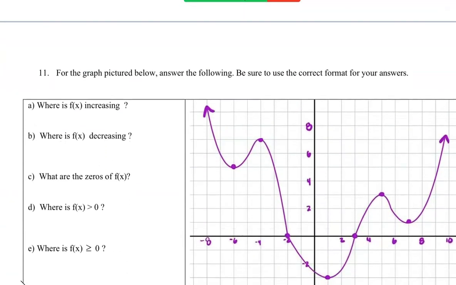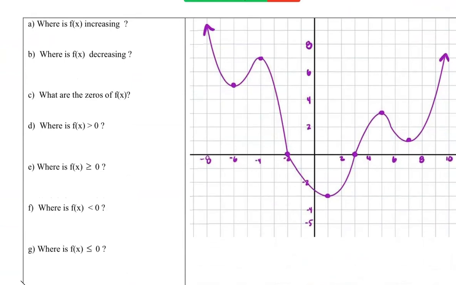Now let's do another one. Okay, for this one, I have 2 arrowheads. So how does that impact things? So where is this function increasing? So I read it from left to right. I am increasing where I have positive slopes. I am increasing, increasing, and increasing, increasing.